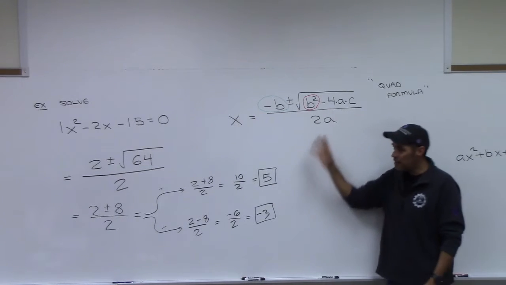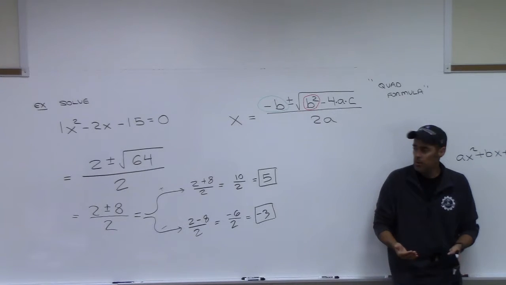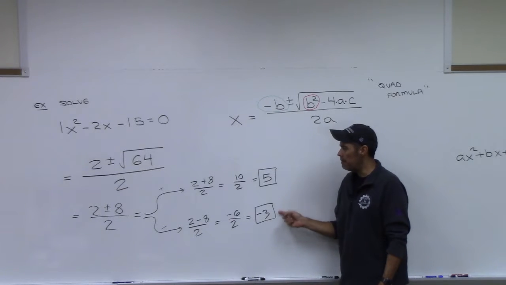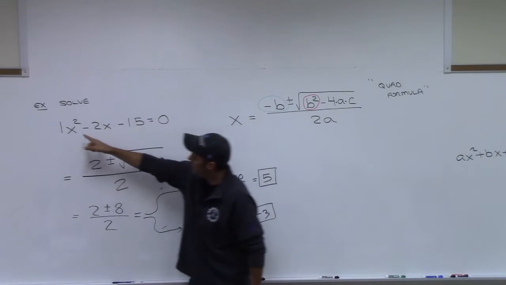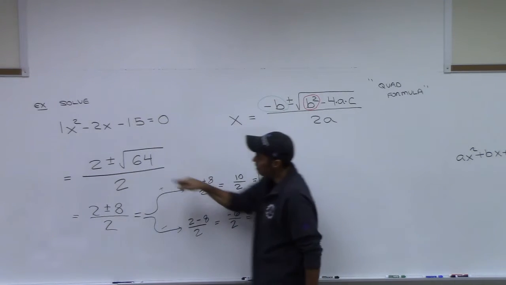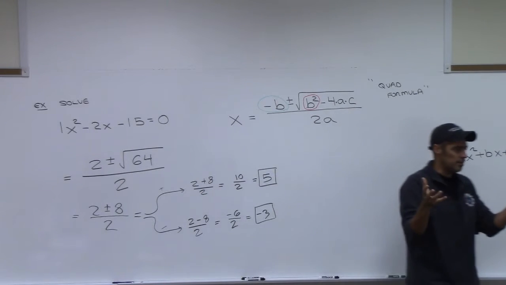There's a lot of things you have to keep track of, but at the end of the day, it's just arithmetic, right? So saying that the answers to this are 5 and negative 3 means that if I plug 5 in for x here and here, this thing should be true. And if I plug in negative 3 here and here, this thing should also be true. Like we should get 0 on both sides.